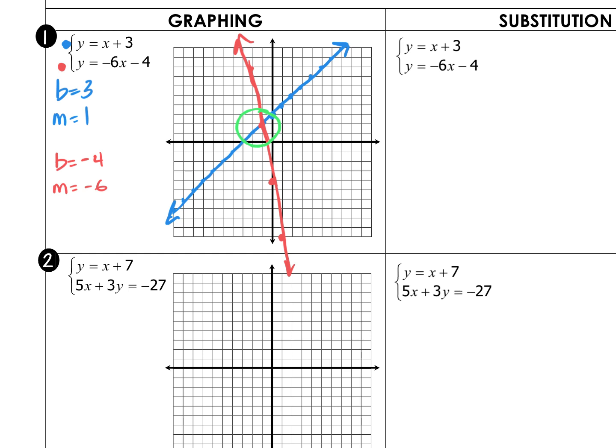Yes? When you say down 6 and whatever, do you start from the middle point or start from up there? I started from my y-intercept. So my y-intercept was -4. So I went down 6, right 1, because this is -6. And then I ran out of space, so I have to do the opposite. So the opposite of down and right is up and left. So I went up 6, left 1, up 6, left 1.